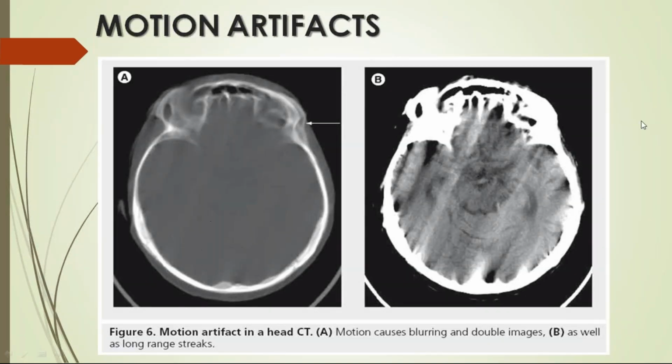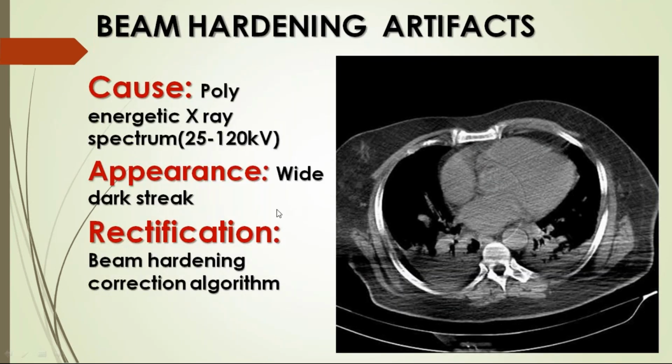And this is the motion artifact. You can see the image is causing blurring and double images. Okay, this is the bone window and this is the normal brain window. Long-range streaks you can see. Here we see blurring of the image. We can't identify which part is which, the image is completely blurred here, and we can see a long streak of artifacts. Okay, next coming to the beam hardening artifacts.